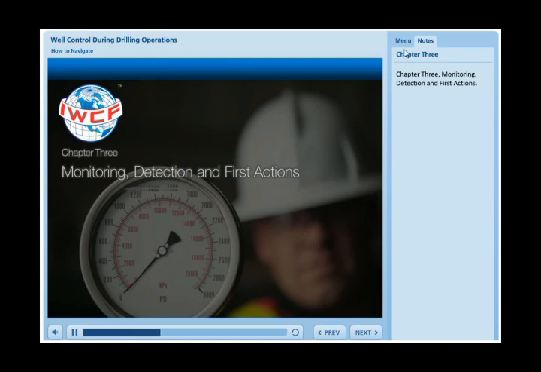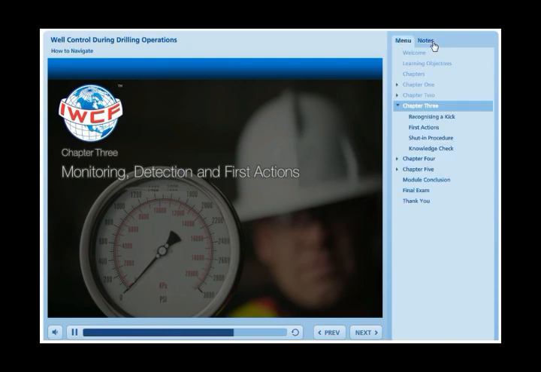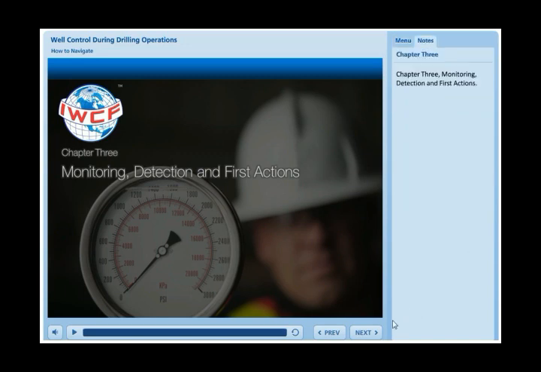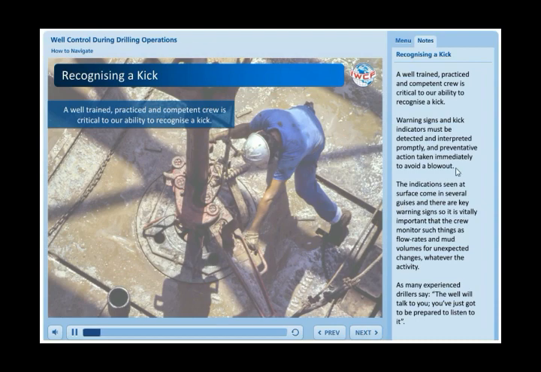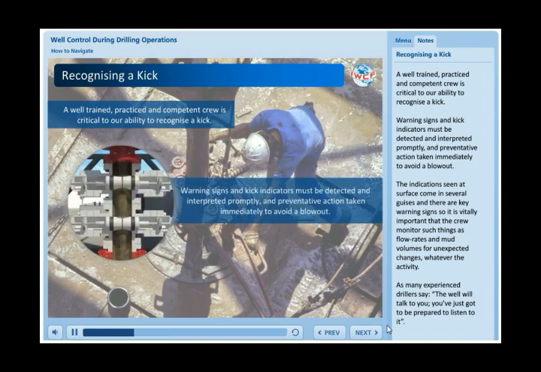Chapter 3. Monitoring, Detection and First Actions. A well-trained, practiced and competent crew is critical to our ability to recognize a kick. Warning signs and kick indicators must be detected and interpreted promptly, and preventative action taken immediately to avoid a blowout.